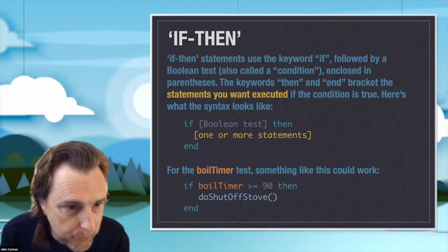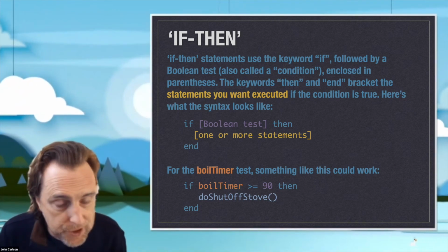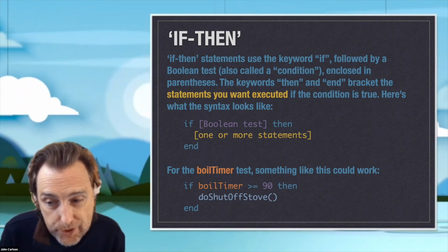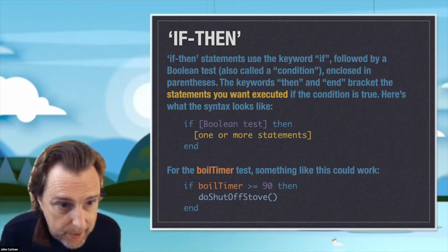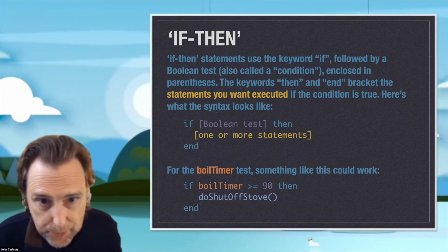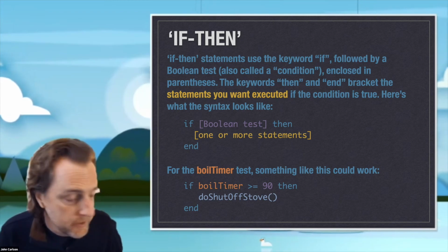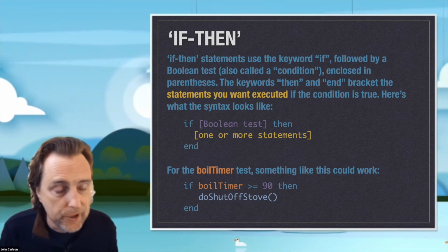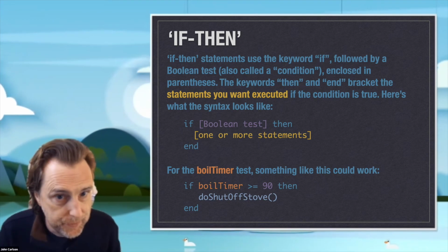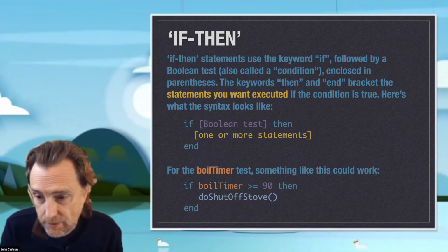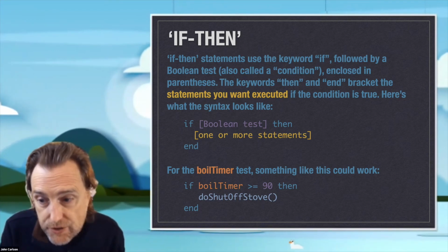So as an example, if we were controlling this industrial machinery and there was a function that we could call to turn off the stove, and it was called do shut off stove. I just made that up. Obviously, this is not an actual piece of industrial kitchen equipment. But if you assume that there is this function that would shut off the stove, and that's what it was called, then we could write this bit of code, just like we have down here at the bottom, which is if boil timer greater than or equal to 90, then do shut off stove.